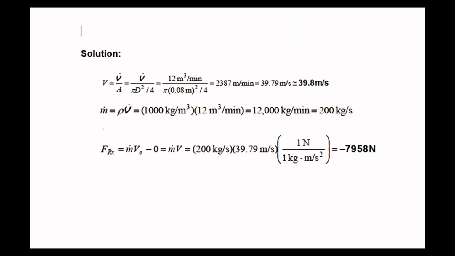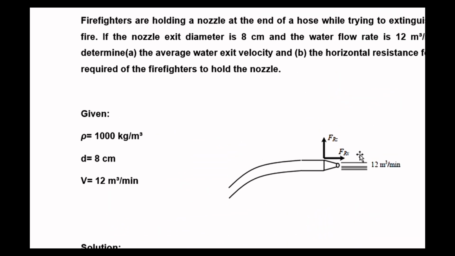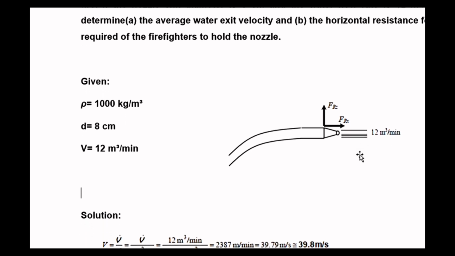So we have the mass flow rate equal to the density multiplied by the volume flow rate. We have the given density of water, which is 1000 kg per cubic meter, multiplied by the volume flow rate, which is 12 cubic meter per minute, and we get 12,000 kg per minute. And by converting it into kilogram per second, we just need to divide this by 60, and we get 200 kg per second.